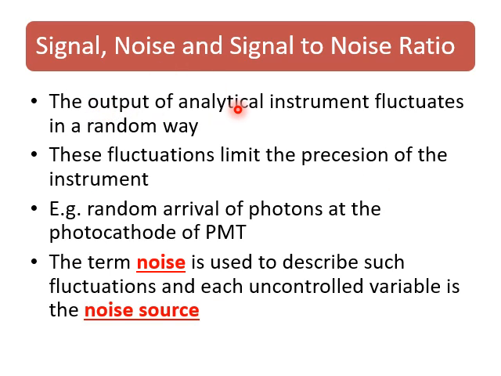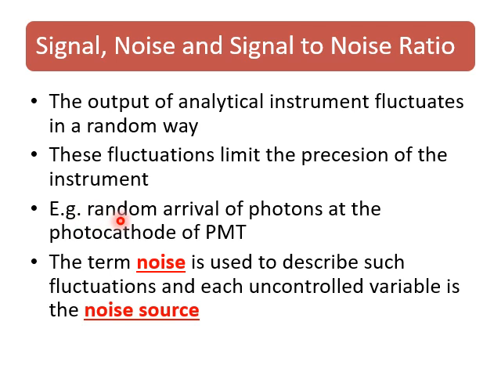The output of an analytical instrument fluctuates in a random way, and this fluctuation of the output of an analytical instrument is called noise. These fluctuations limit the precision of the instrument. The results which we obtain from the instrument will be less precise. There will be less precision in the results if noise is present in the output signals.